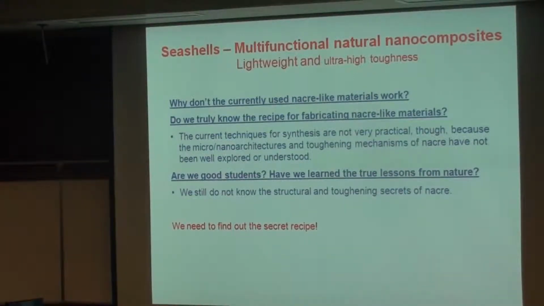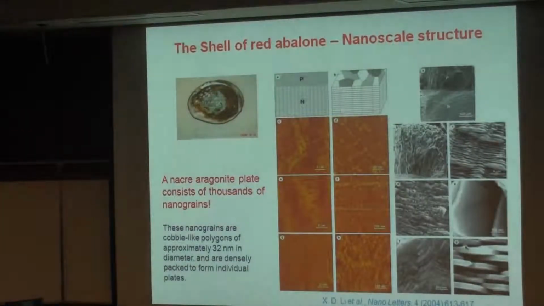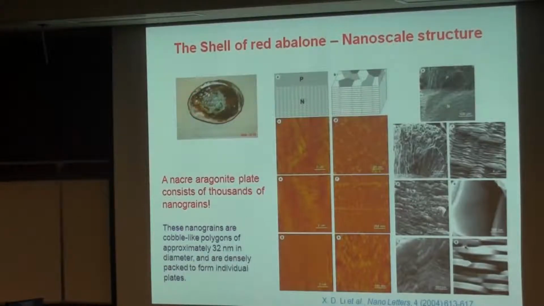Have we learned the true lessons from Mother Nature? So we need to dig out the secret recipe behind this brick mortar structure. And then, you see here is the shell of red abalone.